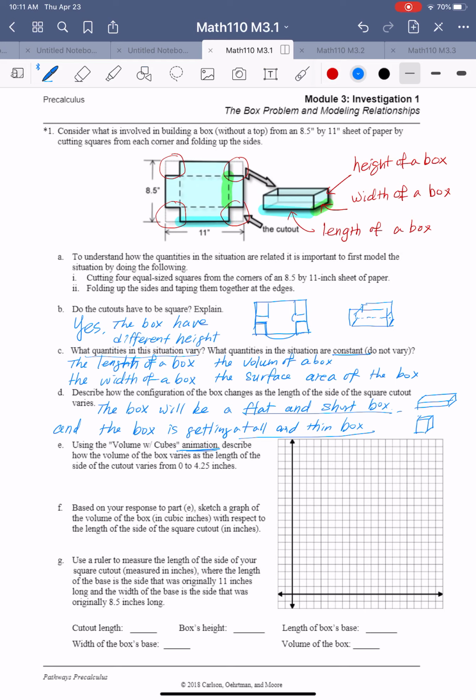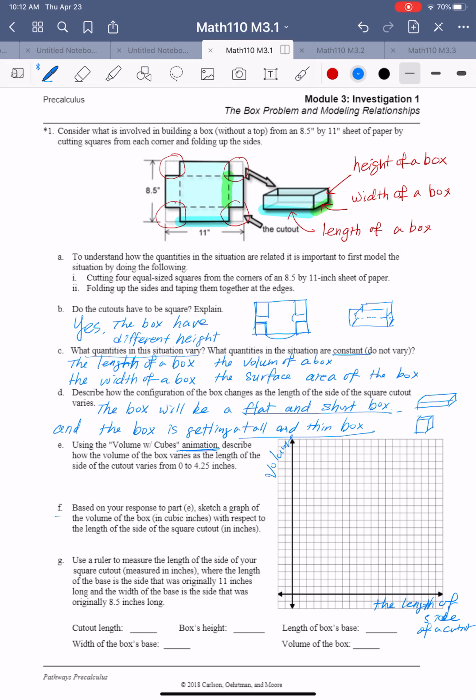And then part F, based on the response to part E, sketch the graph of the volume of the box with respect to the length of the side of the square cutout. So on one side, I want to put the length of the side of the cutout, and on the other side, I put the volume of the box.